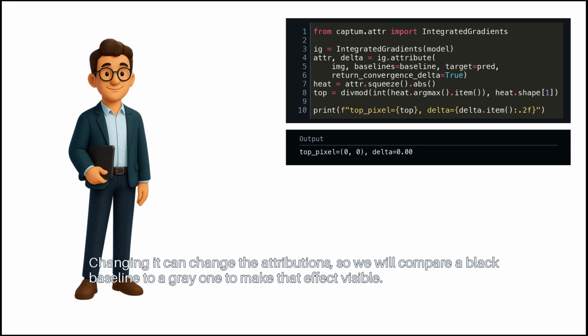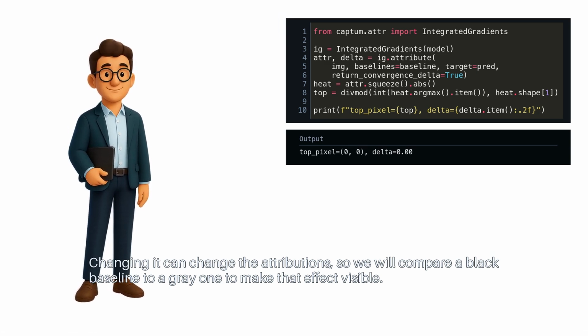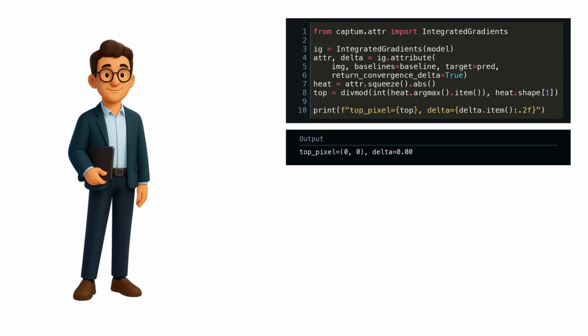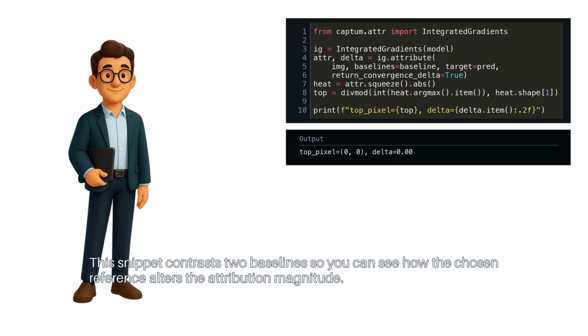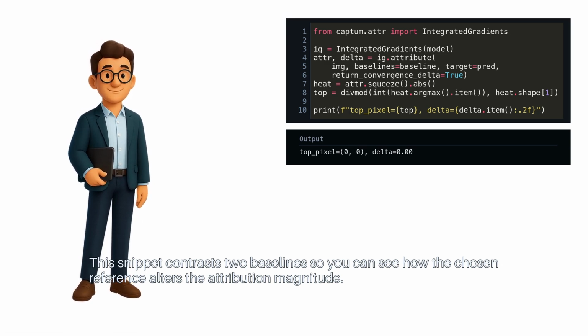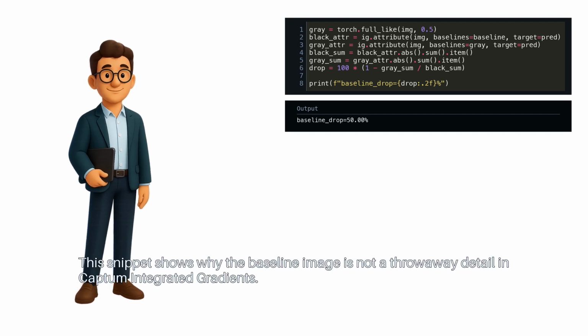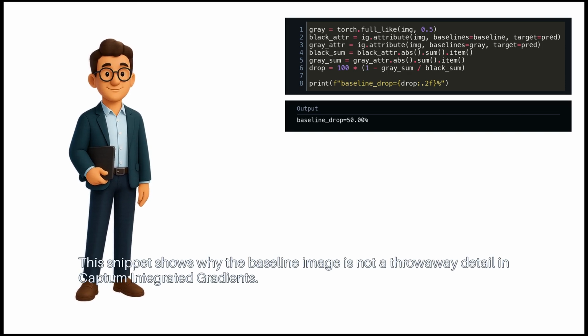A key modeling choice is the baseline. Changing it can change the attributions. So we will compare a black baseline to a gray one to make that effect visible. This snippet contrasts two baselines so you can see how the chosen reference alters the attribution magnitude. This snippet shows why the baseline image is not a throwaway detail in Captum Integrated Gradients.